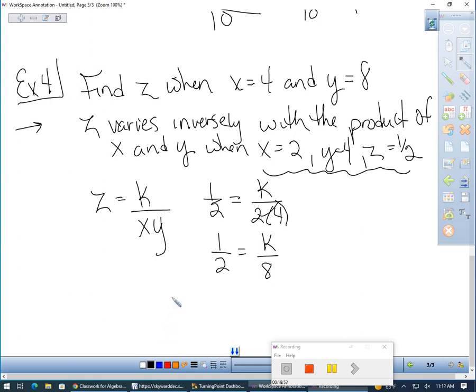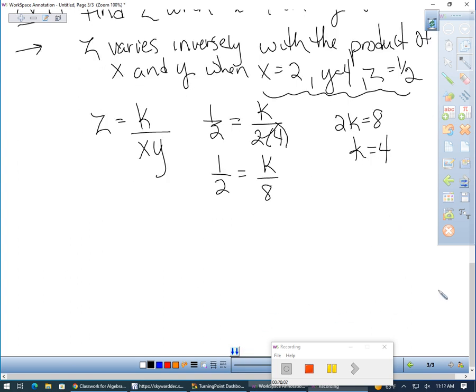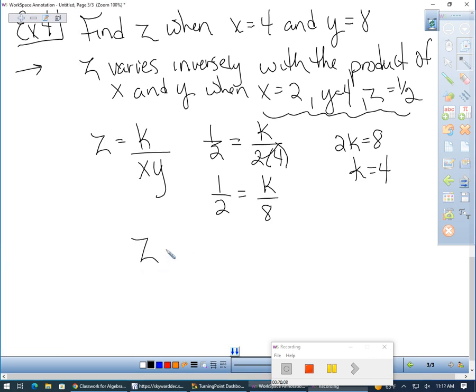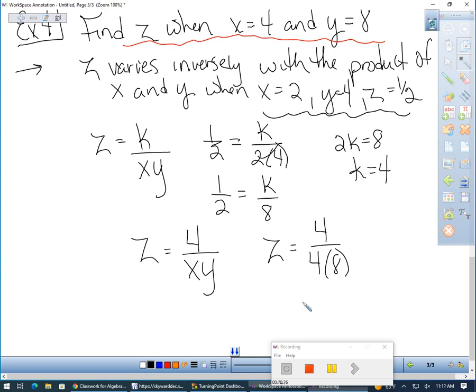We can clear the fraction or cross multiply, which would give us 2k equals 8. So k equals 4. Now let's go ahead and write our equation before we actually try and find z. Our equation is z equals, our k value we just said was 4, over x times y. So now we're going to go back up here. We want to find z when x equals 4 and y equals 8. So I have z equals 4 over 4 times 8.